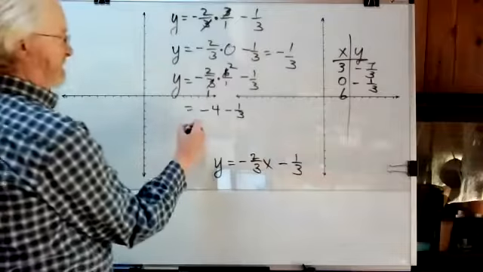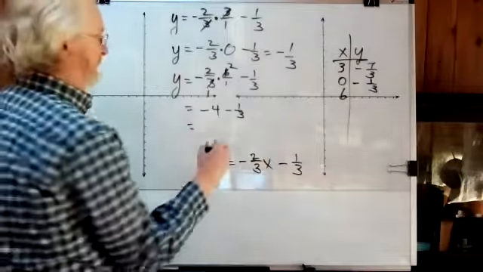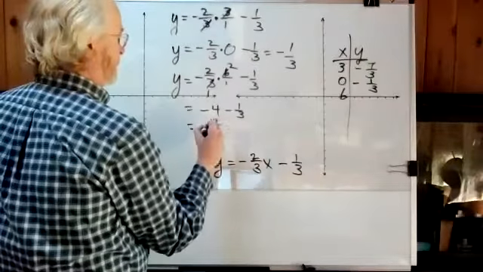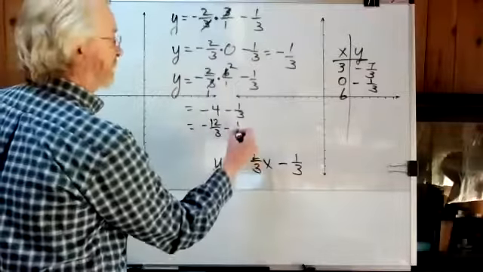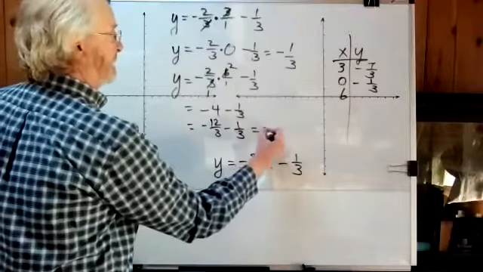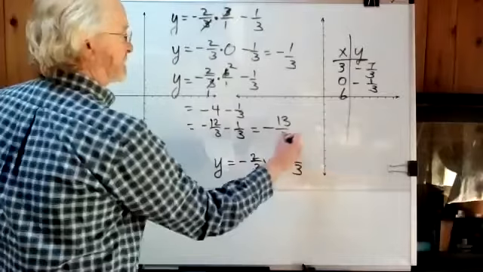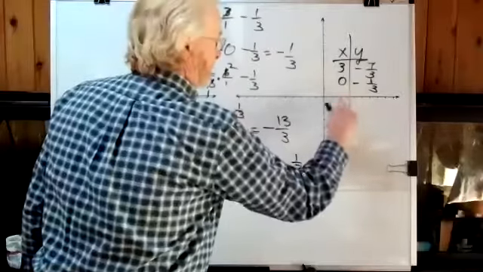And again, common denominator 3. Negative 12/3, 4 is 12/3. Negative 13/3. Oh, what fun. Move that down a little bit.